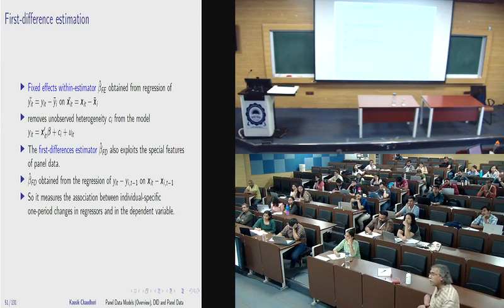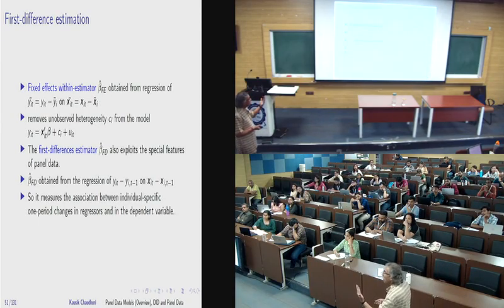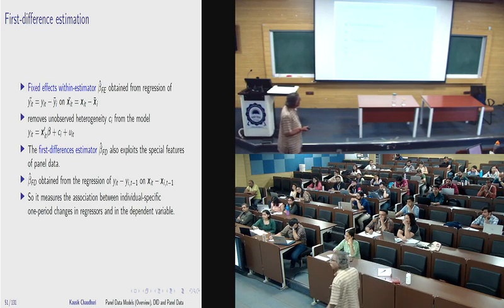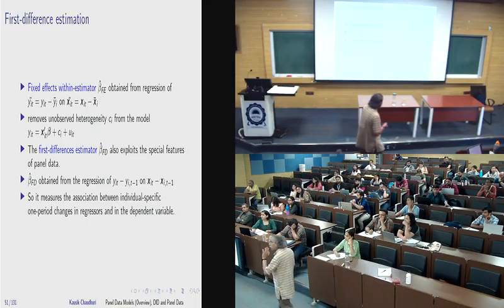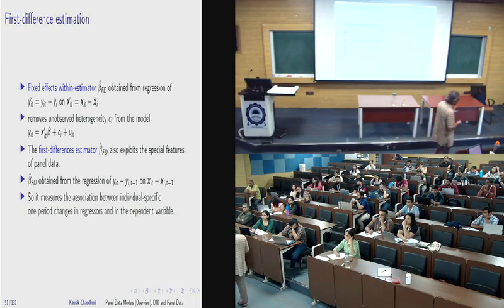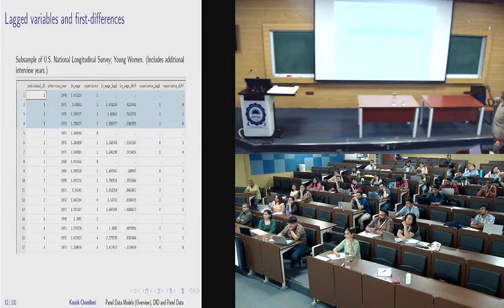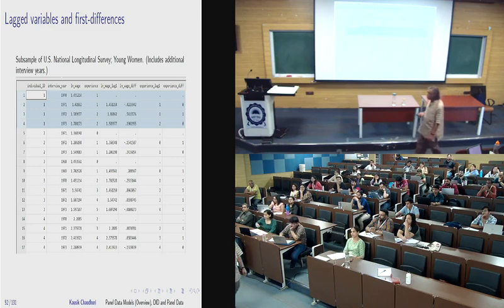So what does beta hat FD imply in terms of interpretation? It is the association between the individual-specific one period change in the regressor, or explanatory variable, and the dependent variable. Clear? Because my dependent variable is yit minus yit minus 1, and my independent variables are the set of xit minus xit minus 1. So I can do that, and then I lose one observation, right?